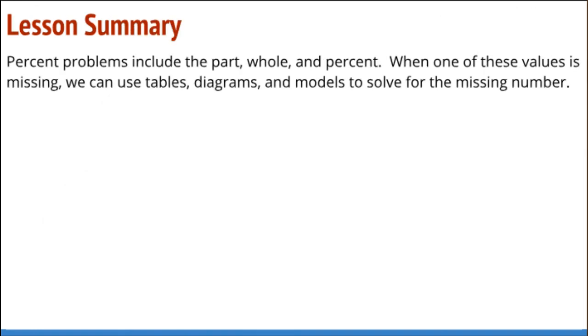All right, so lesson summary. Percent problems include the part, whole, and percent. When one of these values is missing, we can use tables, diagrams, and models to solve for the missing number. So the first thing we have to do when we have a percent problem is ask, what am I missing here? Am I missing the percent? Am I missing the part? Am I missing the whole? And then I need to think about the strategies that I have to help me figure that out. And that comes clear back to where the lesson started.